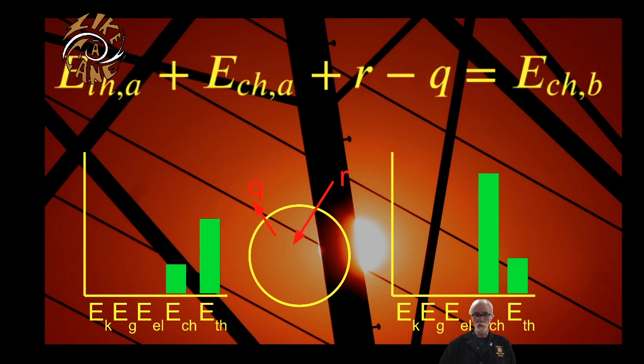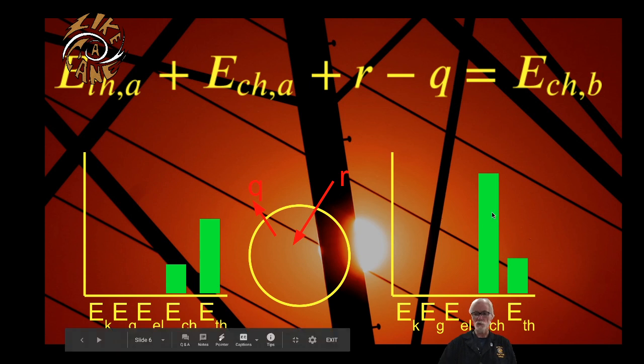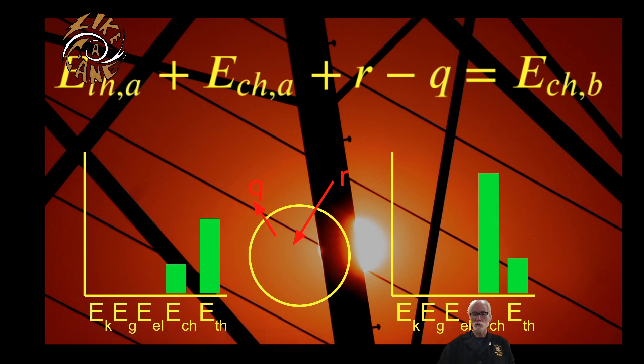Here's another example. This could be some solar panels heating up during the day and then cooling off at night. So Etherm at A plus Echem at A plus some radiation from the sun minus some heating loss ends up being Echem at B. And I guess there's some Etherm at B that I should have included in this equation as well. So that's an example of how we can use symbolic representations as a shorthand for the LOL charts that we have found is a good tool for modeling energy storage and energy transfer in systems.